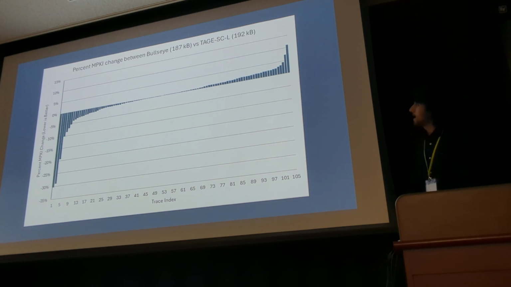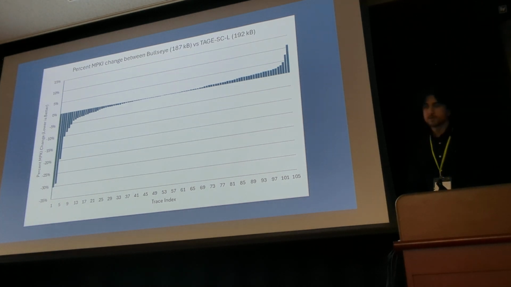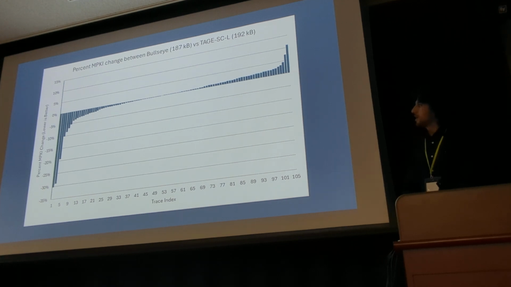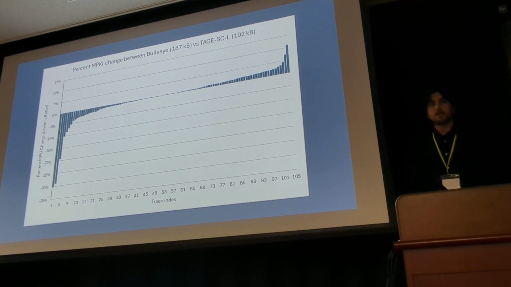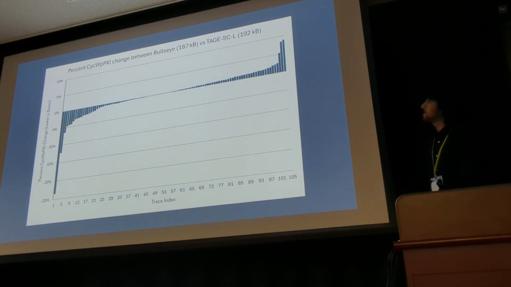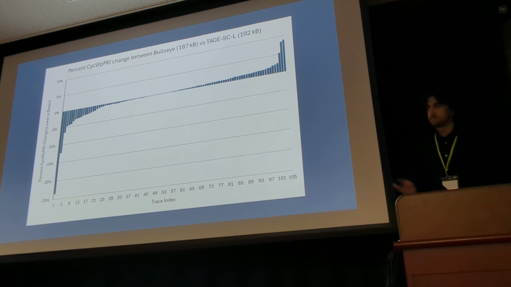And we took a look at the performance across different workloads. On the left side, we looked at the relative change in MPKI between the 187 kilobyte Bullseye predictor and the 192 kilobyte TAGE predictor, and we noticed that for a lot of workloads, Bullseye performs better than TAGE, but not across the board. There were still several workloads that performed better on simply a larger version of TAGE-SCL. And a similar trend here for cycles wasted, where some perform better on TAGE, some perform better on Bullseye.